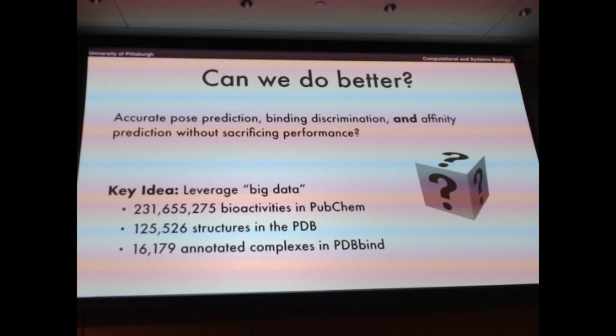But there is a lot of data. And you look at PubChem, hundreds of millions of bioactivities. Now, most of those are inactivities, but that's still data. Over 100,000 structures in PDB. You take the intersection, you still have more than 10,000 annotated structures. And that's a very rich data set to apply machine learning.